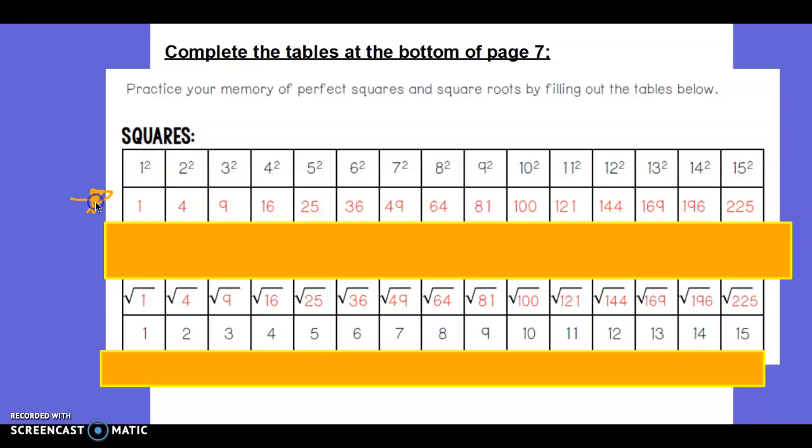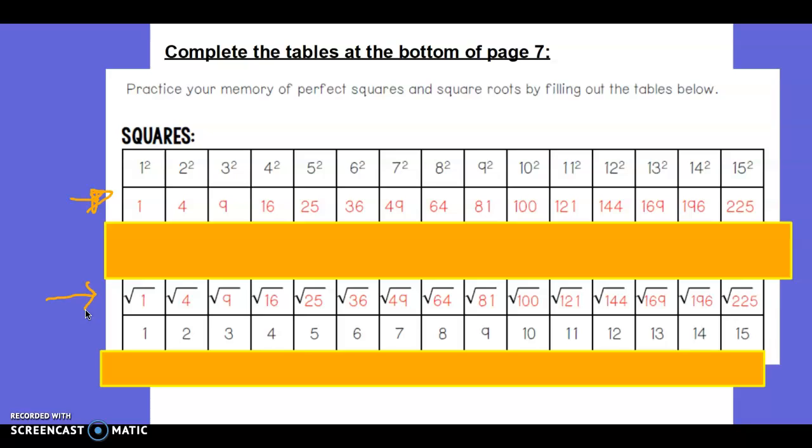All of these numbers here, 1, 4, 9, 16, 25, 36, 49, 64, 81, 100, 121, 144, 169, 196, and 225, those are all called perfect squares, because if you are asked to find the square root of them, like in this second table down here, they come out to be a whole number.